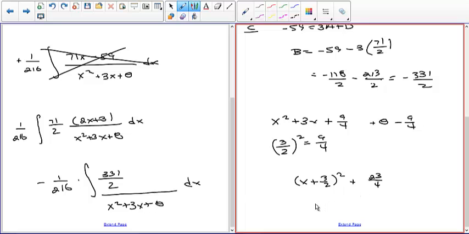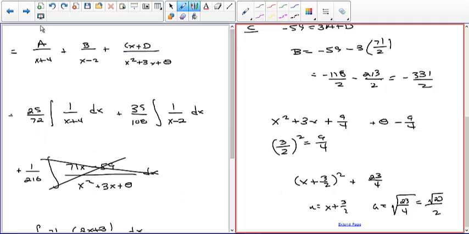So this, in the second case, u will be equal to x plus 3 halves, and a will be equal to the square root of 23 over 4, or the square root of 23 over 2. Square root of 23 fourths is the square root of 23 over 2. So we'll get that factor when we do the arctangent and everything. Okay, so let's put this all together.